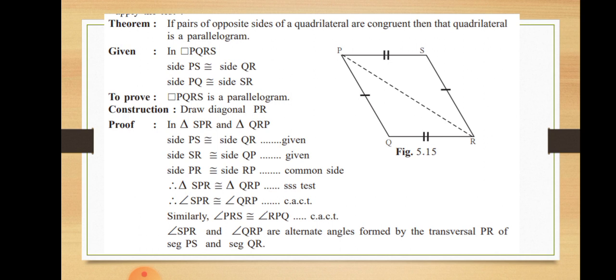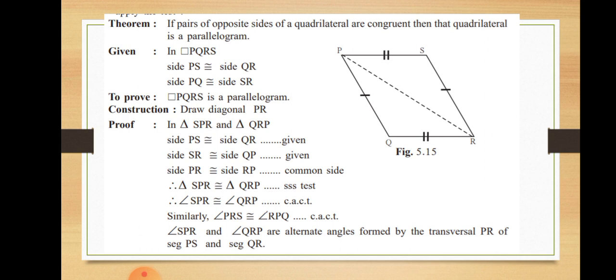Now first, as we know, these two sides are already given congruent. So by using the test we have to show these two triangles are congruent with each other. It is a simple thing, two elements are already in our hand. That is, segment PS is congruent with segment QR, segment SR congruent with segment QP, and PR is congruent with RP, that is the common side. And hence these two triangles are congruent by the SSS test.